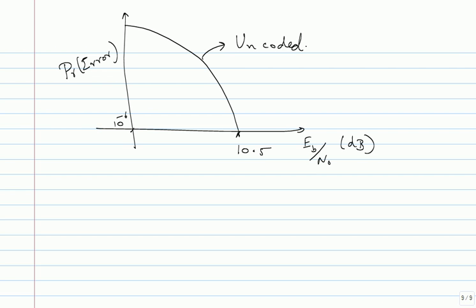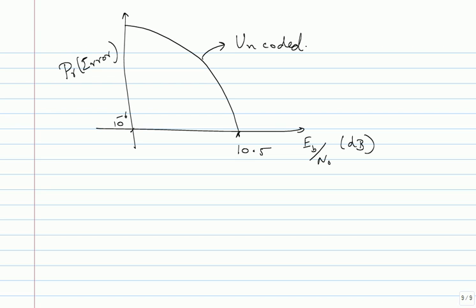On top of this, I want you to plot probability of error for the repetition code. Let's say the 3,1 repetition code versus Eb over N naught. Remember, for the repetition code, what is R? 1 by 3. So I have to account for that.